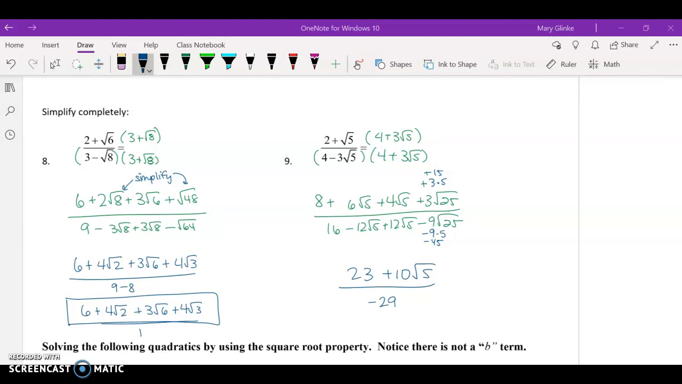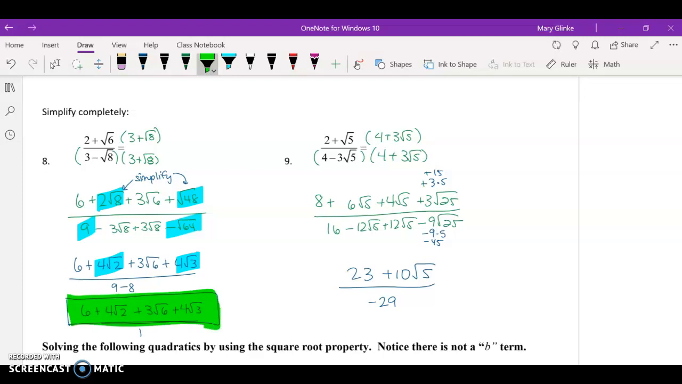Okay, so having taken a moment to go ahead and do the distributive property and then simplify, we can see that for number 8, after we distribute the numerator, there are two different things that need to keep simplifying. So we simplify each of those. The denominator, the middle terms cancel out, and we have 9 minus 8, which reduces to 1. And so therefore, if we take everything and divide it by 1, it just ends up with whatever is in the numerator. So our final answer for this is 6 plus 4 root 2 plus 3 root 6 plus 4 root 3.